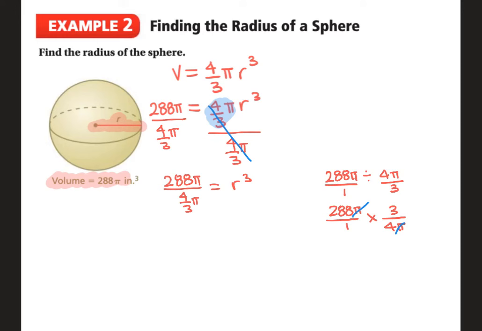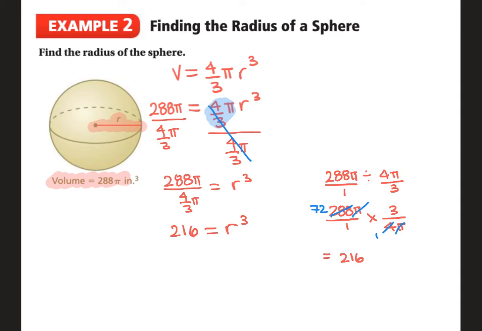So 288 divided by 4 is going to give me 72, so this simplifies to 72, and this 4 will simplify to 1. So now I get 72 times 3 on the top, which is going to give me 216, and 1 times 1 on the bottom, which is just going to give me 1, so I'm left with 216. So now I have that 216 is equal to r cubed.